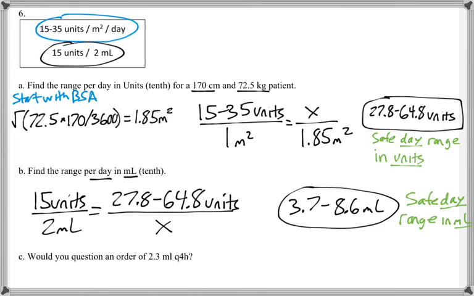Part C says, would you question an order of 2.3 mLs Q4H? So Q4H means every 4 hours, which is actually 6 times a day. So that is 6 doses. So they're getting 2.3 mLs 6 times a day. So I need to multiply 2.3 by 6, which is 13.8 mLs for the entire day.